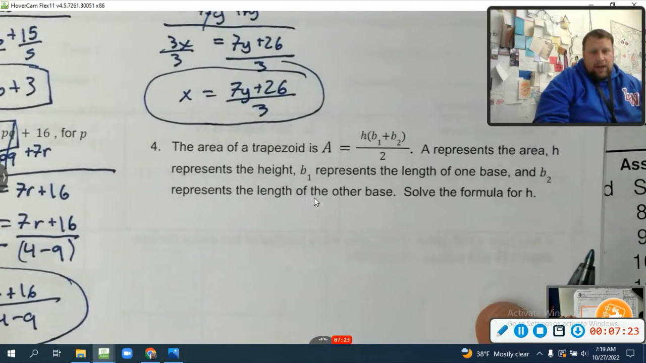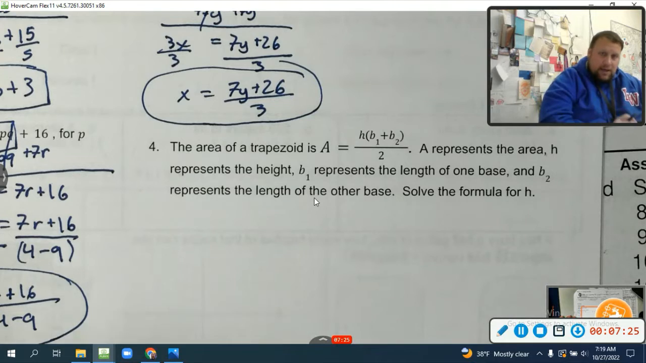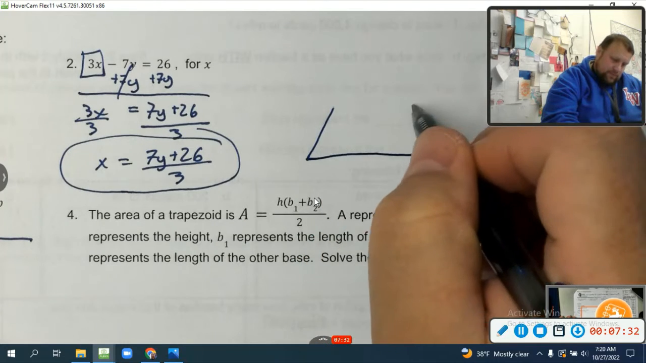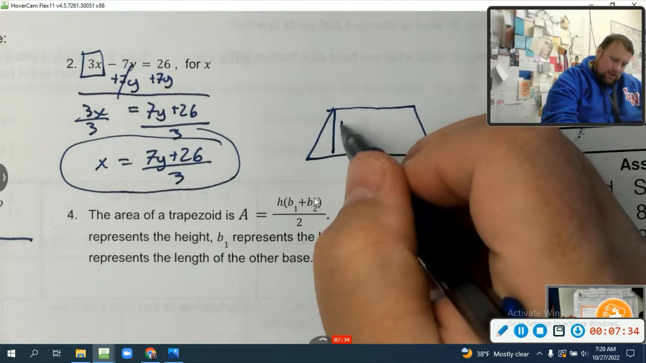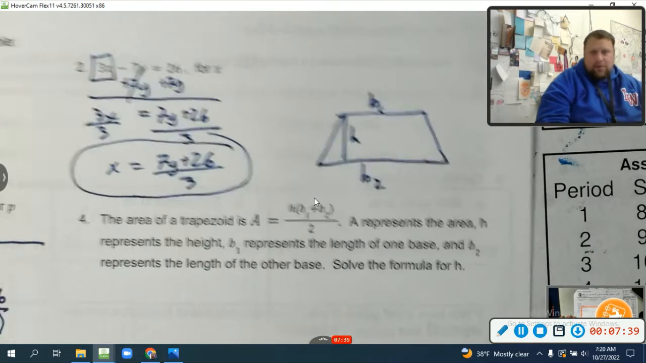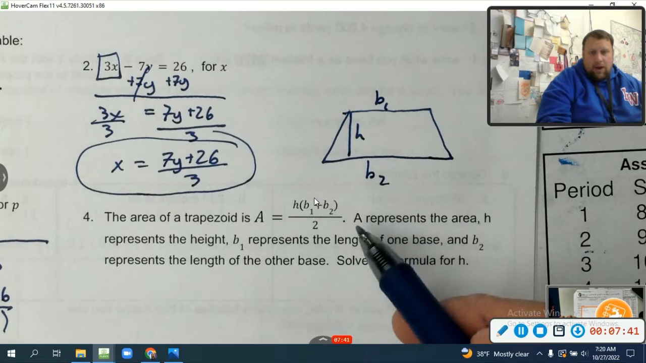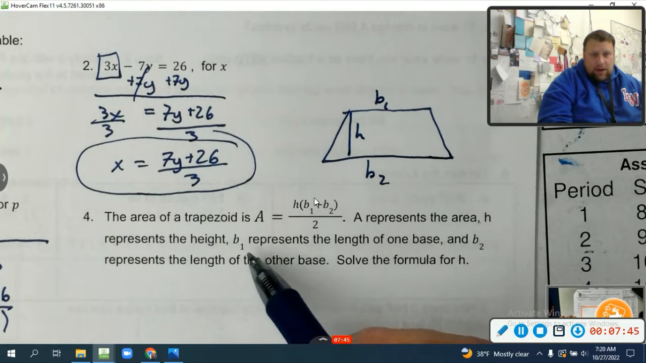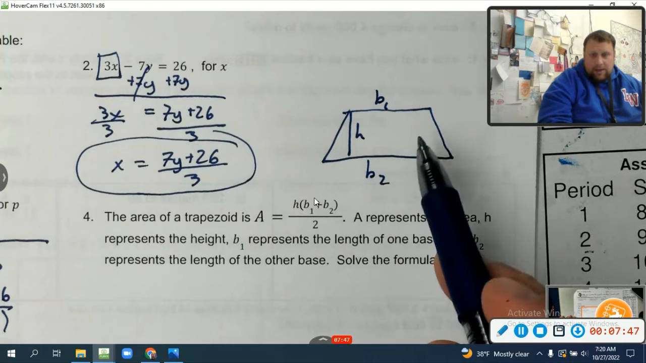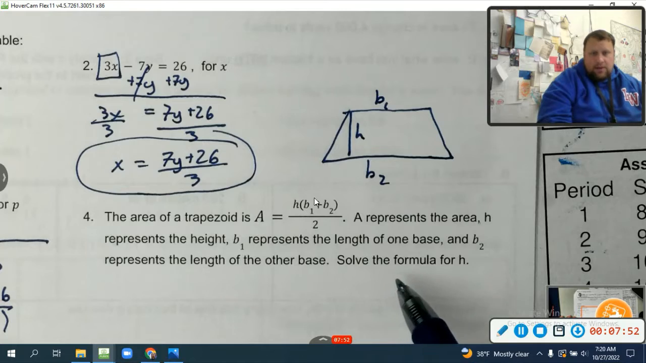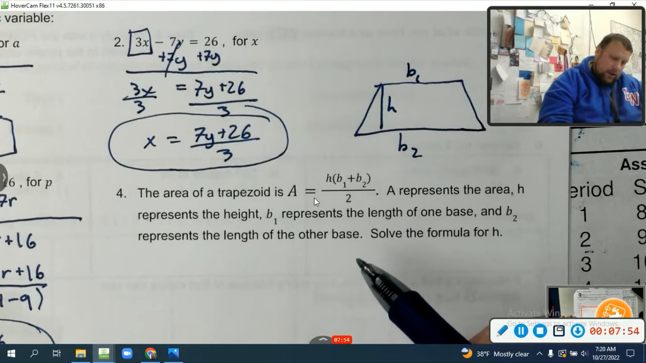Awesome. Let's look at this one right here. The area of a trapezoid is height times base 1 plus base 2 all over 2. Which, guys, remember a trapezoid. We have our height, right? And we have our base 1 up top and our base 2 on bottom. That's all we're saying, okay? And then A represents the area. H represents the height. B1 represents the length of one base. I do the top. And B2 represents the length of the other base. I do the bottom. Solve the formula for H.